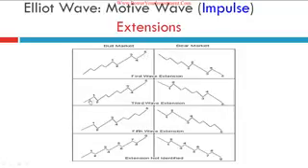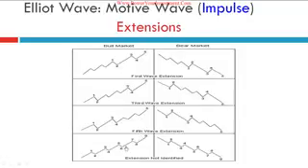Now here we have a normal wave 1, but we have an extended wave 3. But since we know the length of wave 1, we can estimate the length of wave 5. This is the primary use of extension. Now in the first figure we see there's a first wave extension. In the second figure we have a third wave extension. In the third figure we have the fifth wave extension.